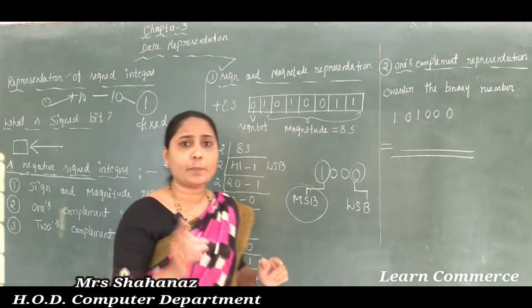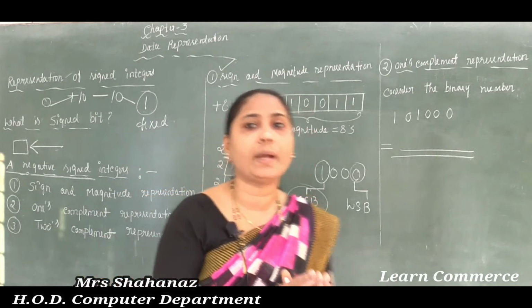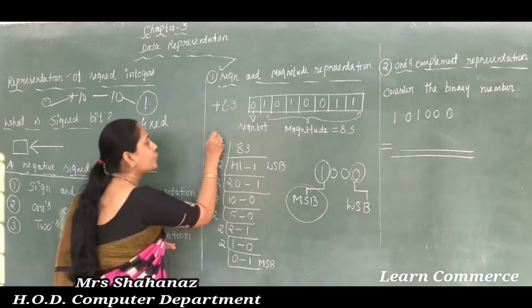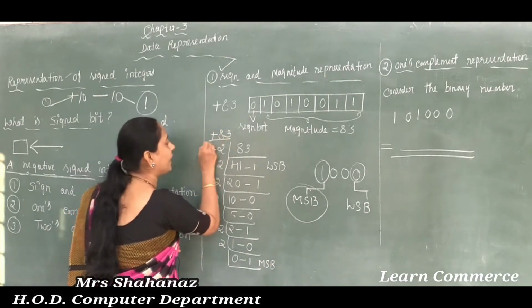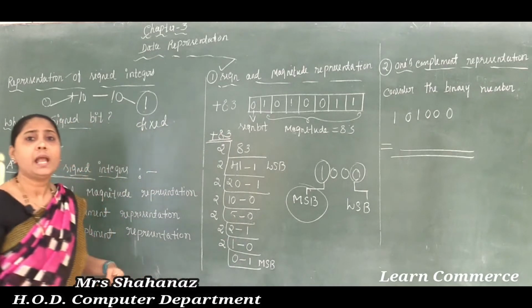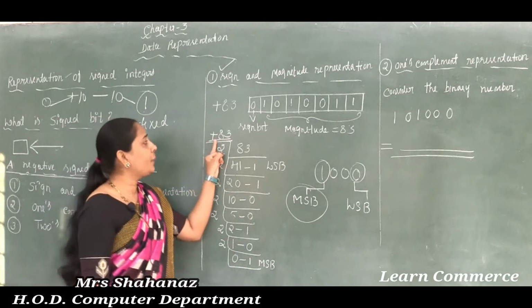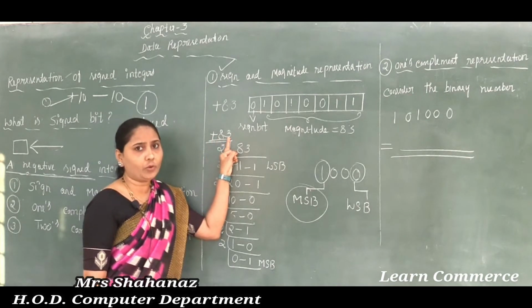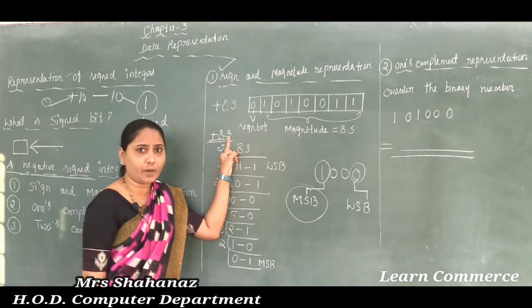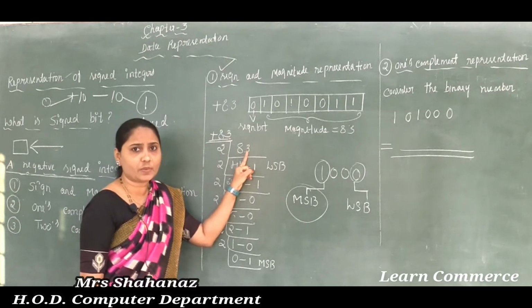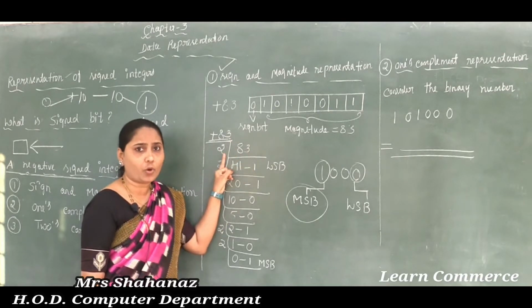The example: I am using the positive number 83, so plus 83. There is no doubt, it is called a positive number. Now let's see how I am going to use the sign bit and the magnitude representation. Such a number I want to divide by 2. Clear this one? I am going on dividing by 2.